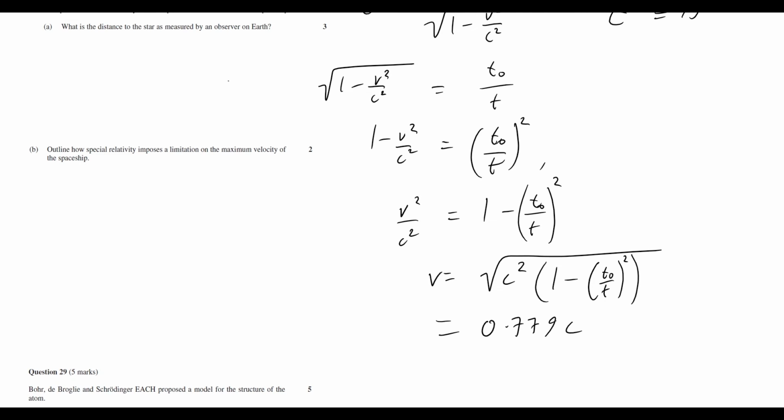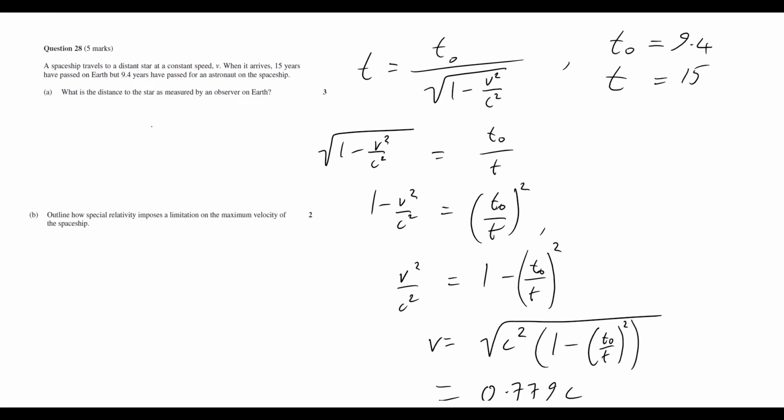Okay, and so now going back to the original question with that velocity, it says what is the distance to the star as measured by an observer on Earth? Okay, so measured by the person on Earth, so that means we're going to be using the time experienced by the person on Earth. So s equals ut, our very typical displacement formula. So that's now going to be equal to u is velocity and t is time taken. So 0.779 c times by 15 years equals 12 light years.